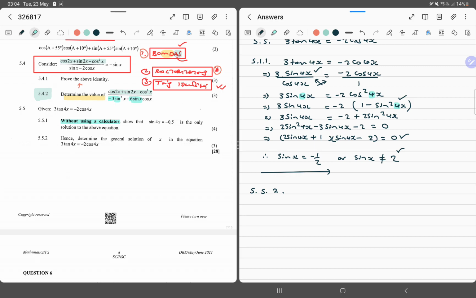Hence, determine the general solution of x in the equation. So since we know that equation, we know that for this equation, the only solution is sine of 4x, sorry.